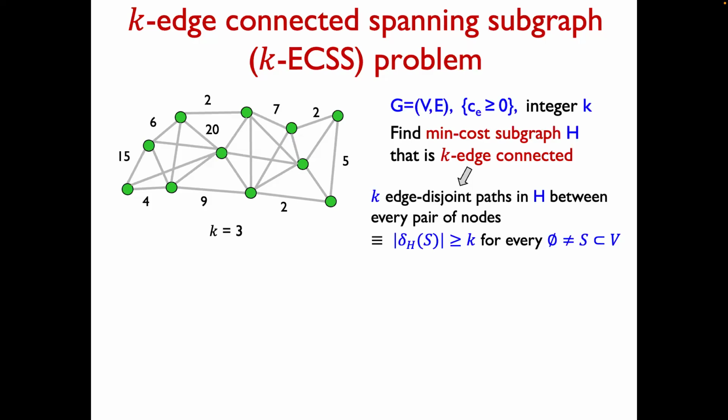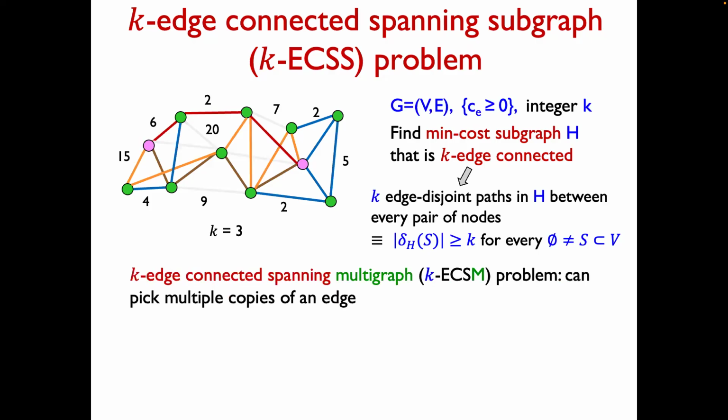For instance, here is, I think, a solution, although I haven't really checked. Between these two nodes, there are these three edge-disjoint paths. There's a close variant of this problem, the spanning multigraph problem, where the only difference is that we are allowed to buy multiple copies of an edge. So the solution can be a multigraph.